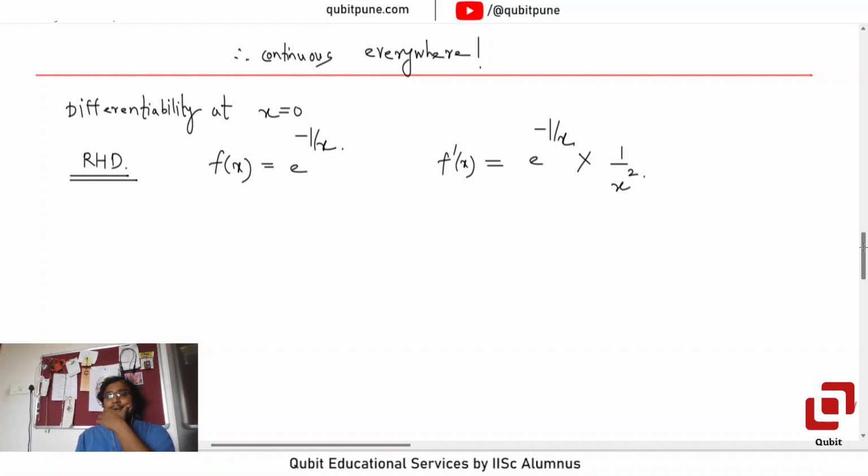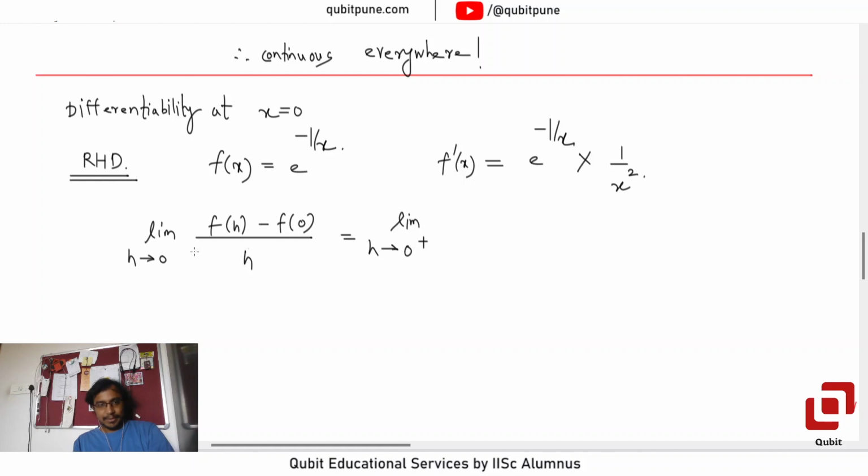Okay, what can we do now? We would like to see the limit of this function, right? Let's use first principle. Limit as h tends to 0, f of h minus f of 0 upon h. F of 0 is 0 because we have looked for it. Limit as h tends to 0 plus, what will be f of h then? E raised to negative 1 upon h, upon h.